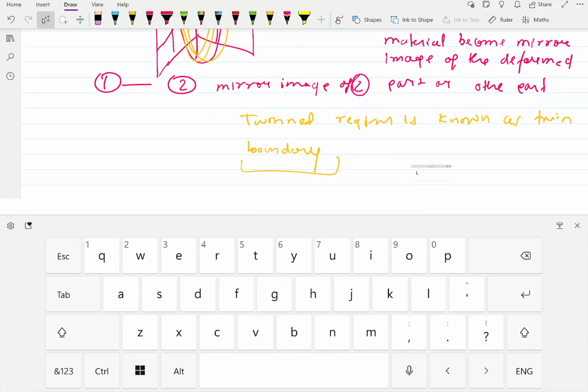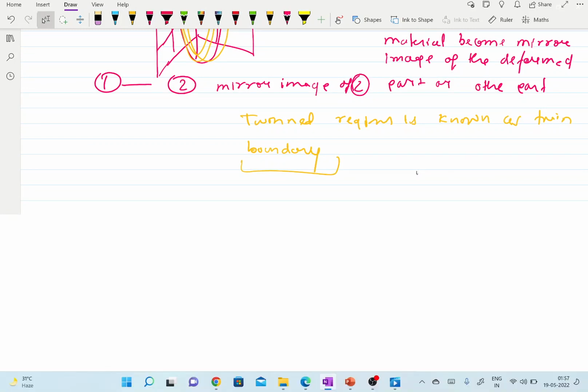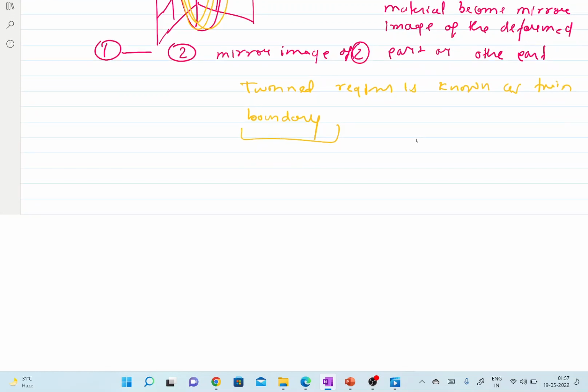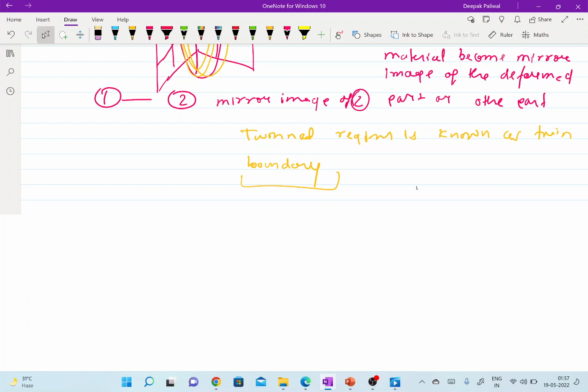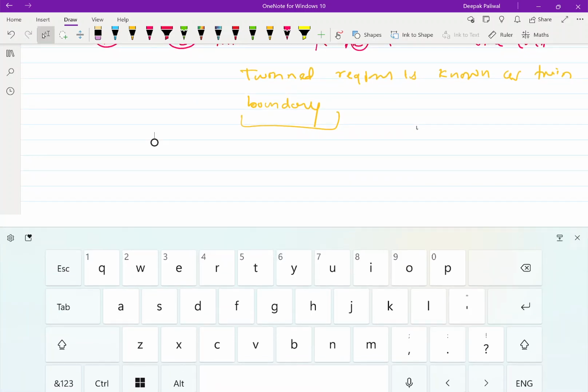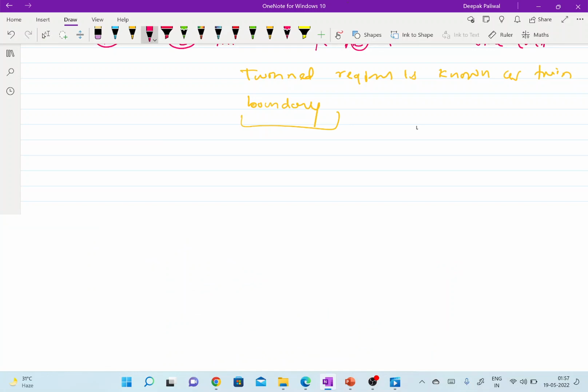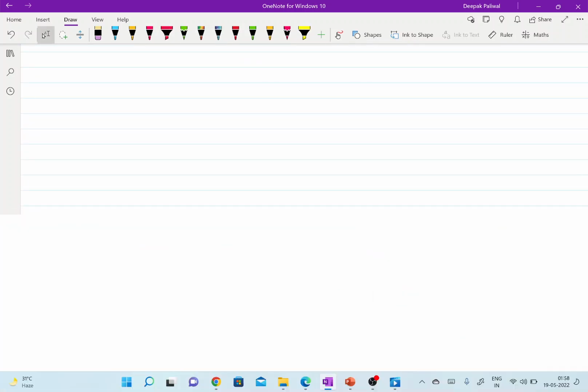Now, after having a brief discussion of the 2D defects, we will discuss the 3D defects. How can we describe a 3D defect? It includes voids, inclusions, and precipitates.